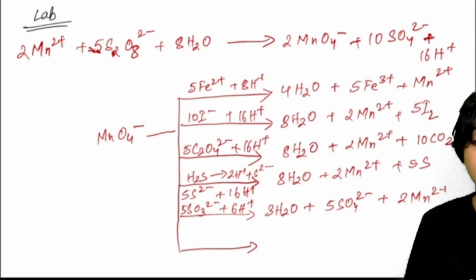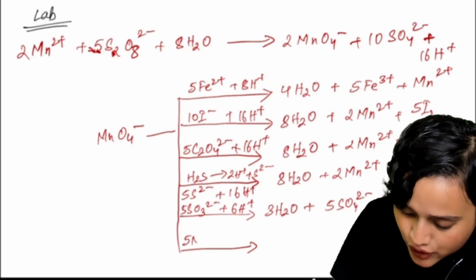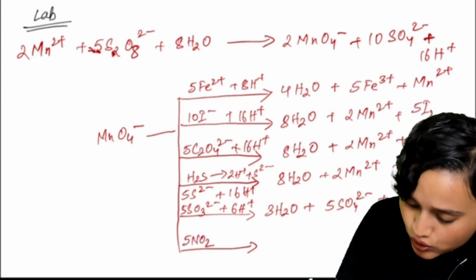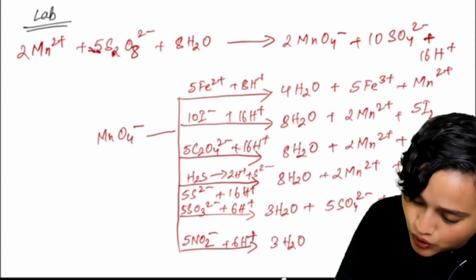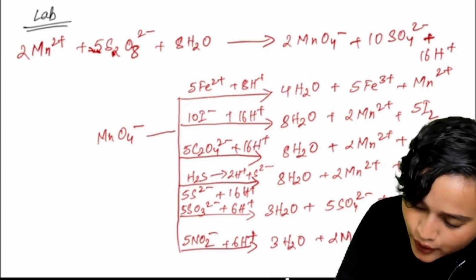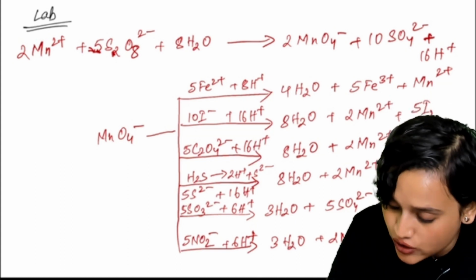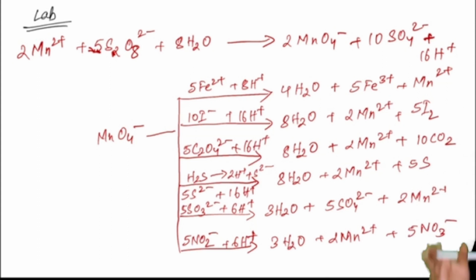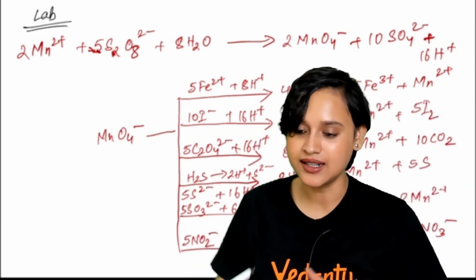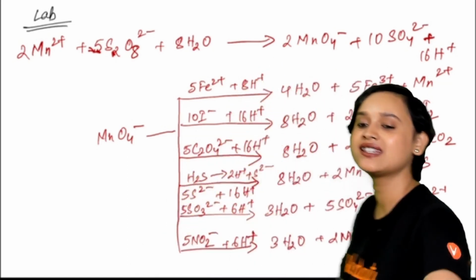Last one, everyone. The last one is nitrite to nitrate. What are we doing? Nitrite to nitrate. So 5NO2⁻, plus 6H⁺, that means obviously 3H2O plus 2Mn2+. Instead of NO2⁻, what do we need? We need 5NO3⁻. And that's it, my dear students. This is, by the way, in the acidic medium.